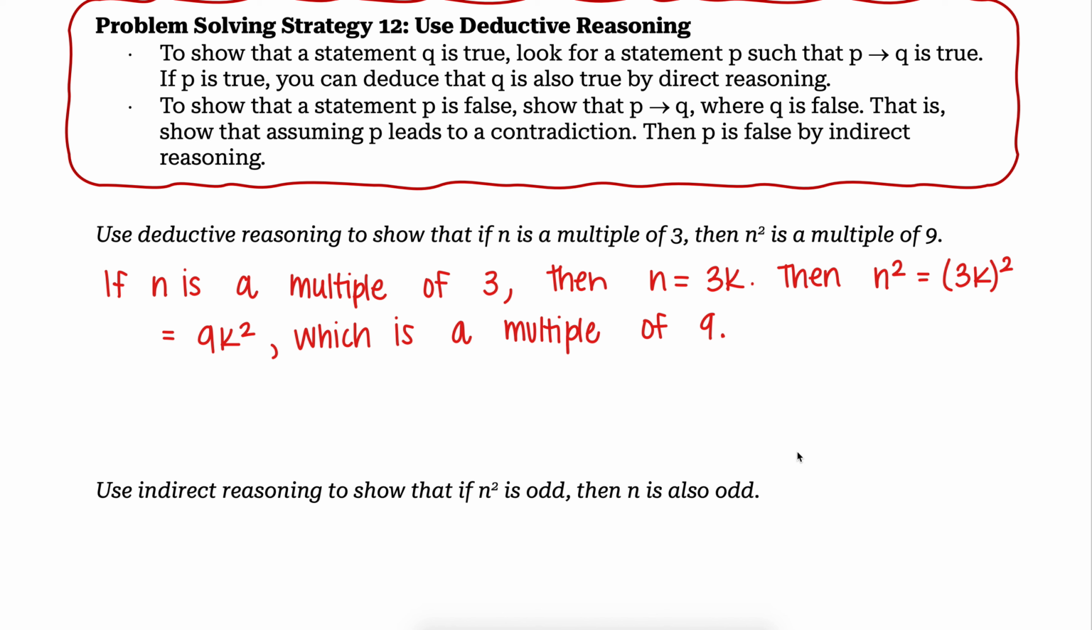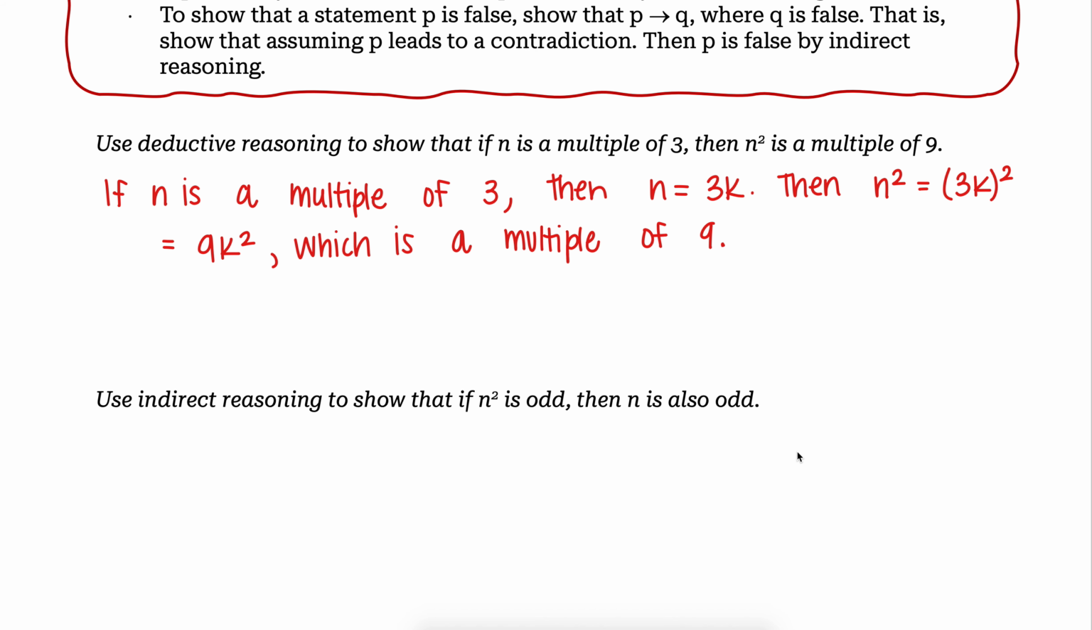Now, the second one, we're going to use indirect reasoning. This says, use indirect reasoning to show that if n squared is odd, then n is also odd. So with indirect reasoning, we are going to assume the conclusion is false and show that that proves the premise also false. So let me show you what I mean. It says here, if n squared is odd (premise), then n is also odd (conclusion). So indirect reasoning, I'm going to say my conclusion is false. So we're going to assume that n is not odd, but that n is even. I'm looking at the opposite of the conclusion.